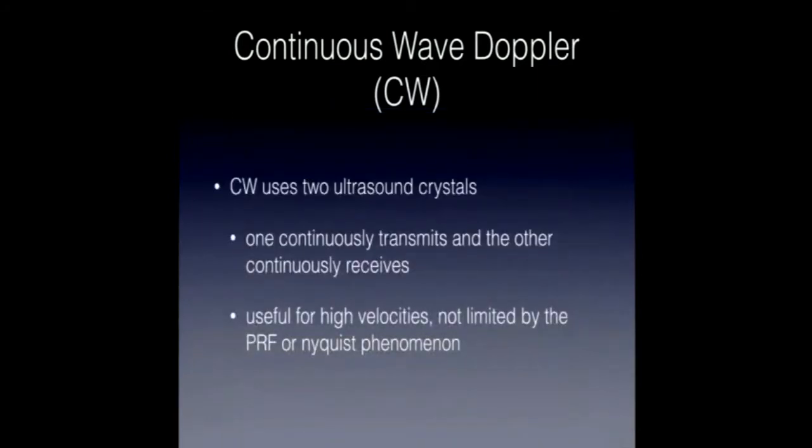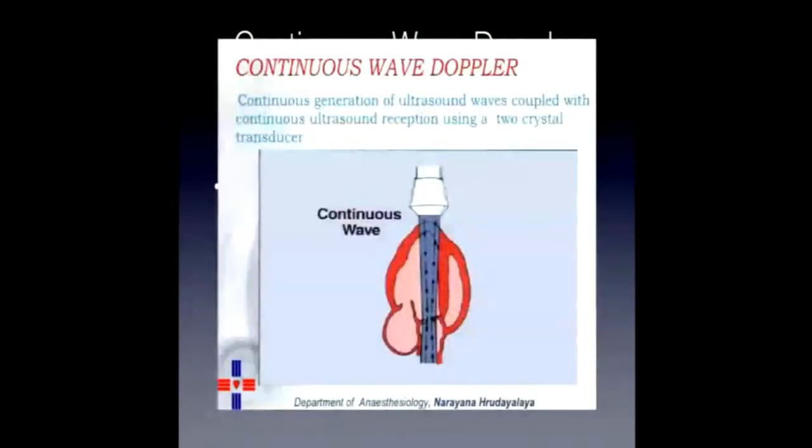So I mentioned this stuff. It uses two crystals, and it's not limited by pulse repetition frequency or the Nyquist phenomenon. So it's very useful for high velocities. If you have aortic stenosis, where the velocities could be 4 meters per second or faster, you're going to need to use CW.